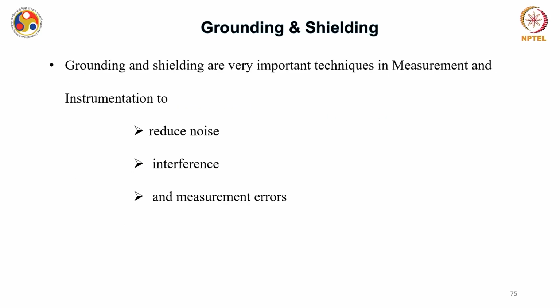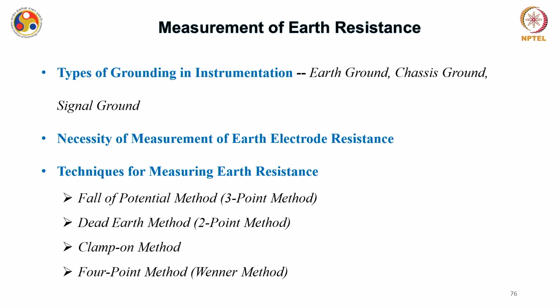Then grounding and shielding was another concept that we got introduced to in week 10. Here we discussed the utilization of grounding and shielding, and we found that they are very useful in reducing noise, interferences and measurement errors. We have seen different types of grounding like earth ground, chassis ground, signal ground, and why measuring earth electrode resistance is important.